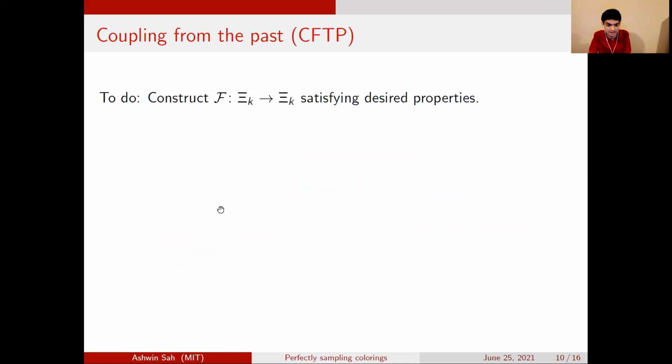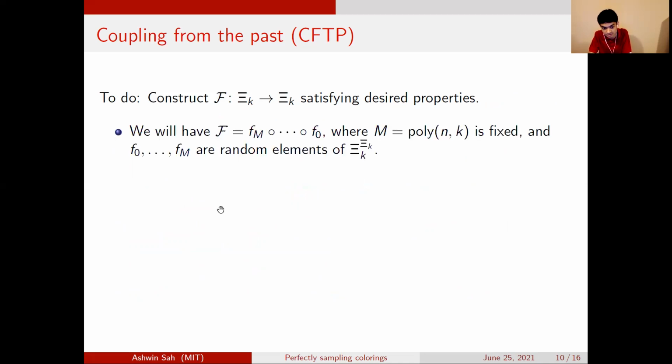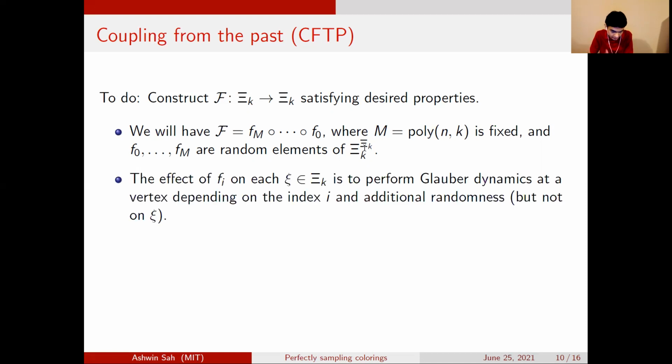Great. So to apply this to colorings, we need a random map on colorings with two properties. What we'll do is write it as a composition of a polynomial number, in some sense, of Glauber updates, which are just random maps which, when composed together, give this big function.